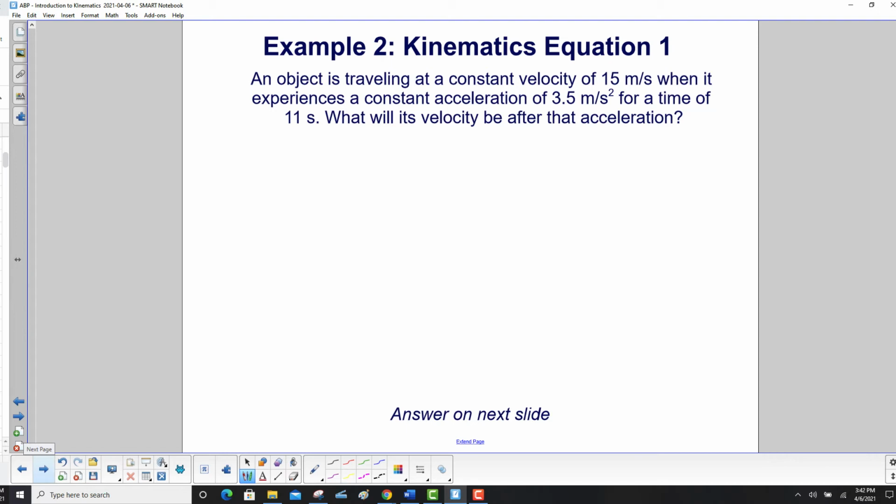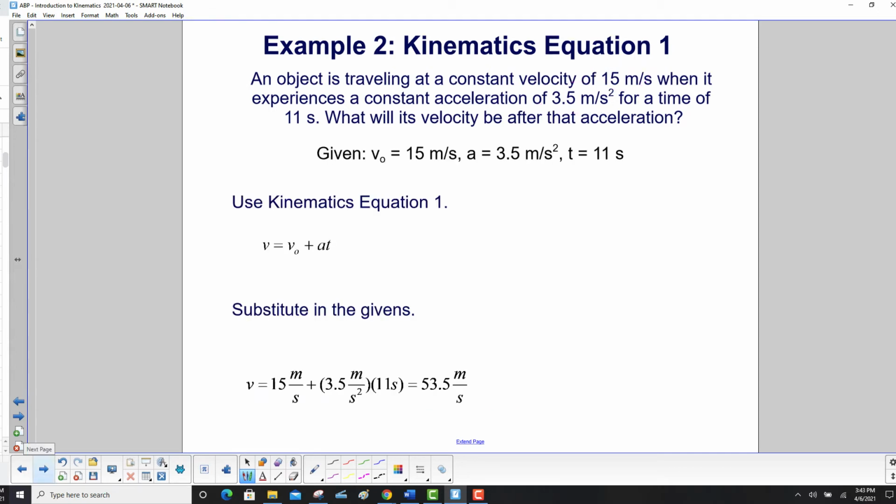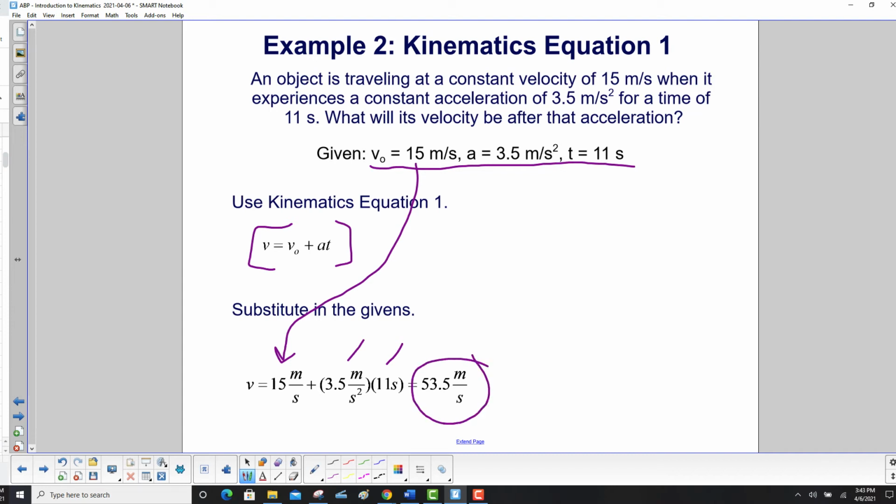Example 2. An object is traveling at a constant velocity of 15 meters per second when it experiences a constant acceleration of 3.5 meters per second squared for 11 seconds. What will its velocity be after that acceleration? We start, as always, hopefully, by writing out our givens, and this time we are not starting from rest. We have an initial velocity. So we have Kinematics Equation 1, and we'll need to plug the v0 right in there, 15 meters per second, plus acceleration times time. We've substituted in the givens, do the math, and we get 53.5 meters per second.